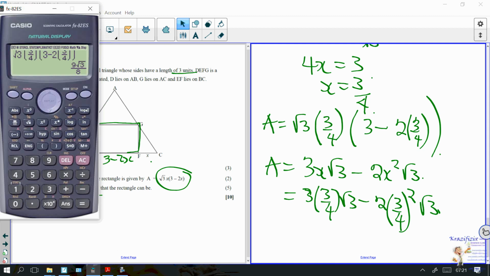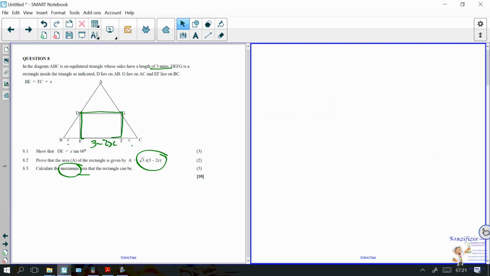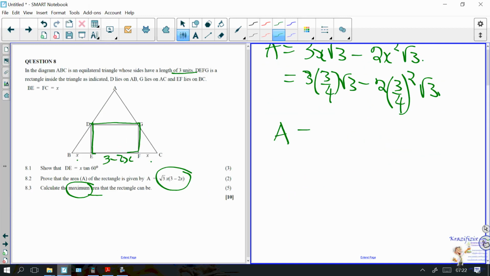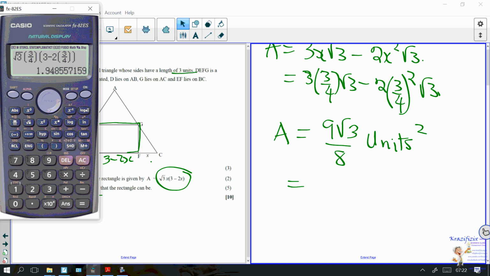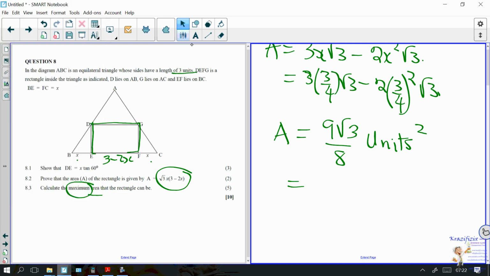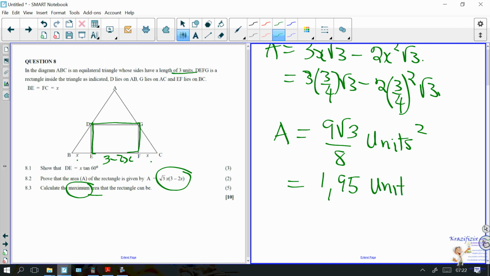So either use this or this, you get the same answer. What is my area? Area is 9 root 3 over 8 units squared. You can leave it like this, or you can express it in fractions or decimals if you want. 1,95. Because it's area, we say it's units squared, or squared what? Unit. And then we are done with that. Awesome.